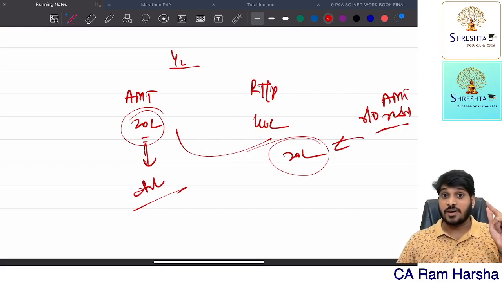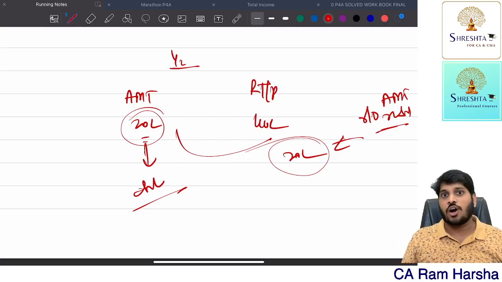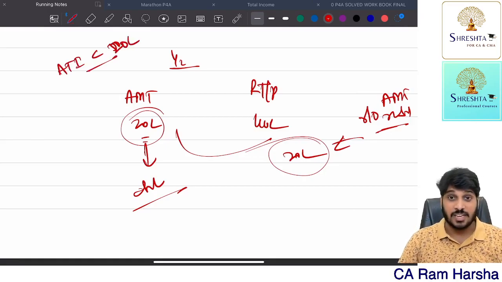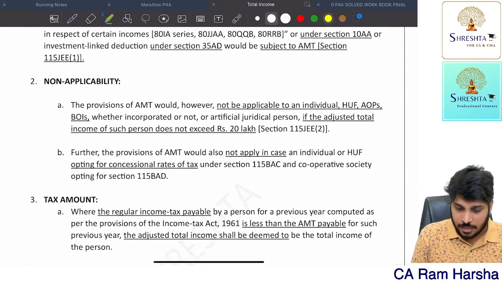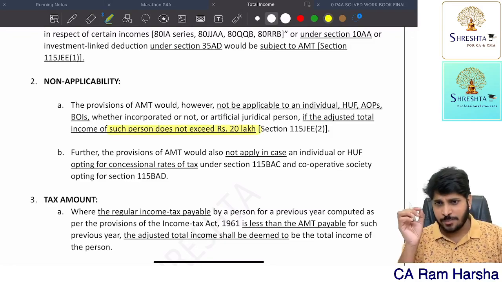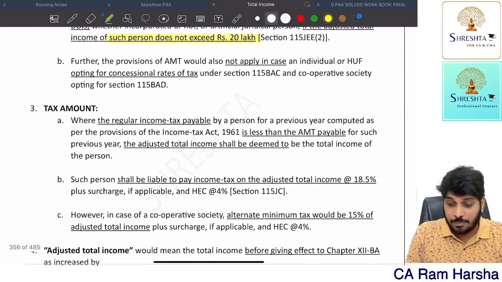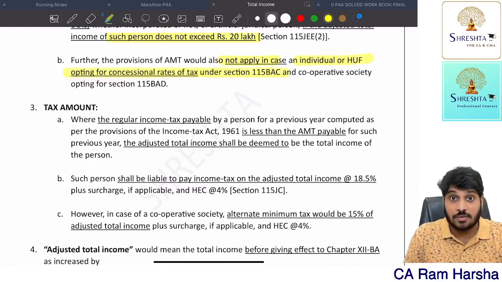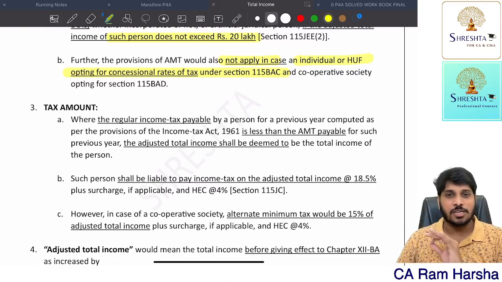Now, this 115 JEE, 18%, 18.5% AMT, all this does not apply if adjusted total income is less than or equal to 20 lakhs. If the adjusted total income does not exceed 20 lakh rupees, this 115 JEE AMT provision itself does not apply. Further, AMT provision does not apply if the individual or HUF is opting for concessional tax under 115 BAC. Suppose you are choosing the 115 BAC method of payment of tax, AMT provision will not apply.